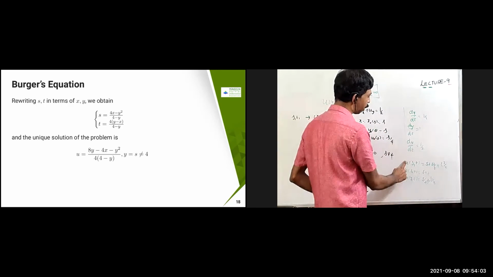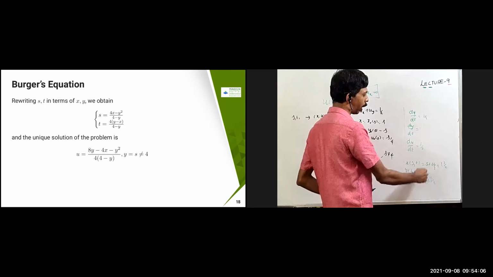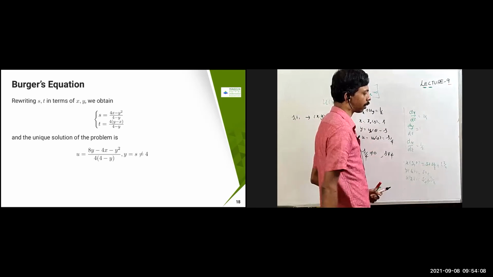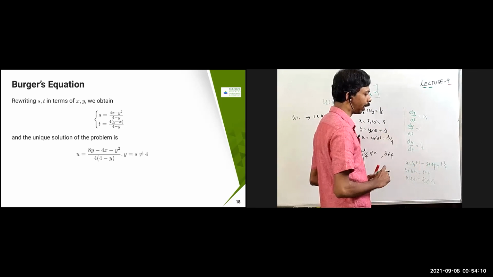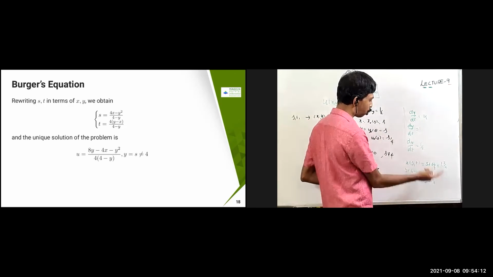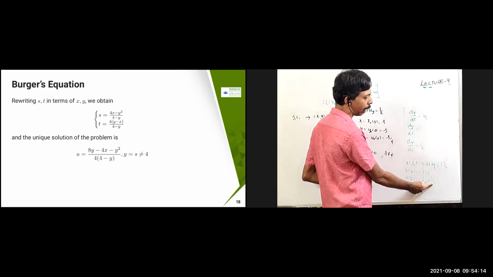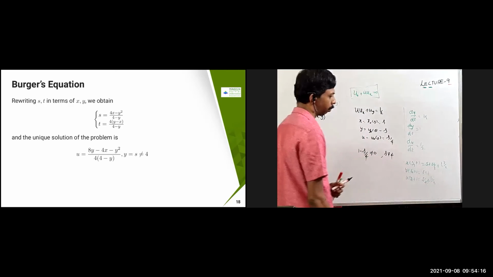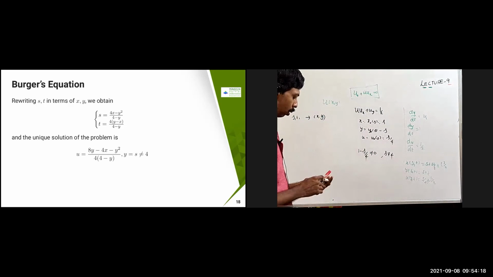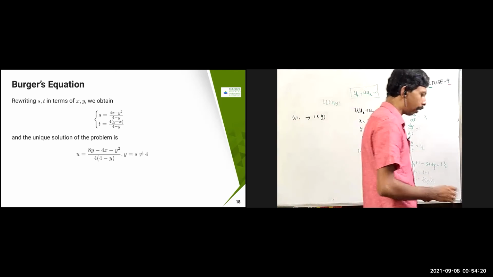Simplify this one. Solve these two equations and find s in terms of x comma y and t in terms of x comma y, and then substitute s and t over here. Then you are going to get the answer. This part I am just leaving, you can verify that.